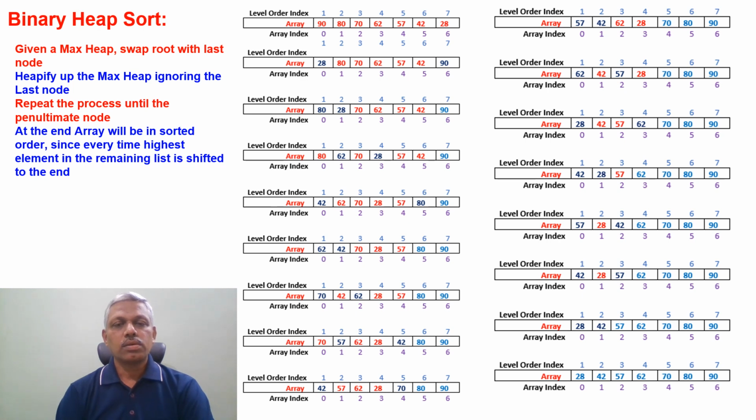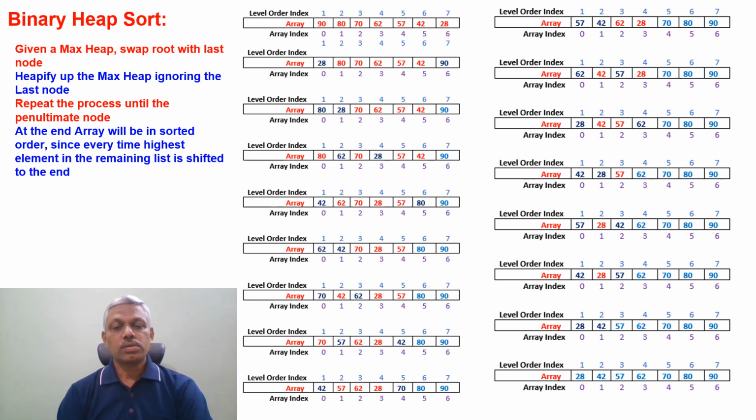And again, in the second round, we need to swap 80 and 42. We ignore the last element 90, which is already in the sorted phase. So we swap 80 and 42. Again, 42 reaches the root node. 62 and 70 are the children of 42. We need to swap with 62 first, and 62 again is less than 70, so we need to swap 70 with 62. So now 70 is the root node, 42 and 62 are the children of 70, and for 42, 28 and 57 are the children. Again we need to swap 42 and 57. After swapping, 57 is in place, and the heap condition is satisfied.